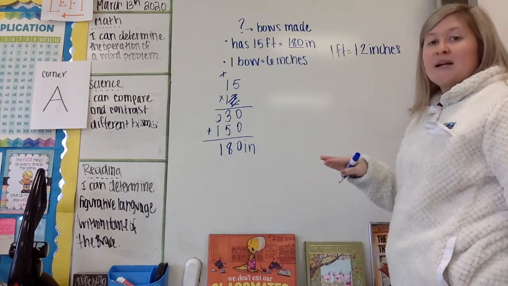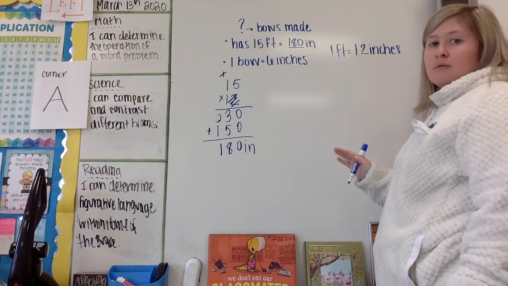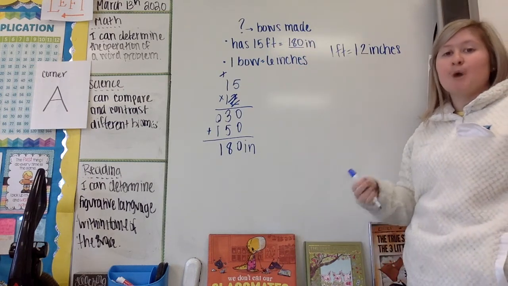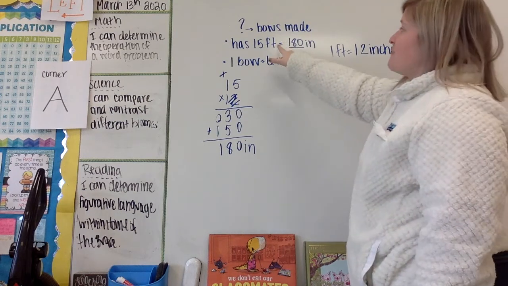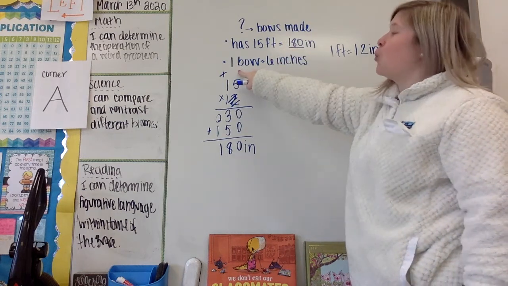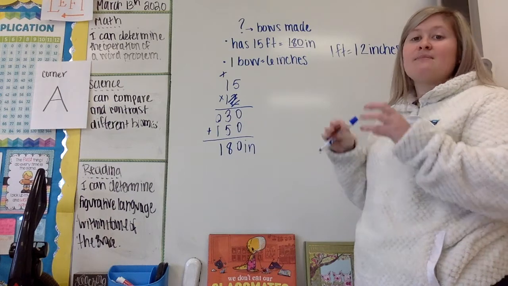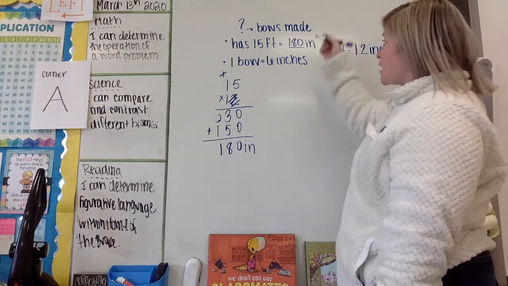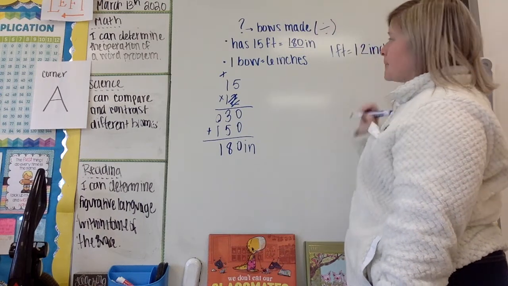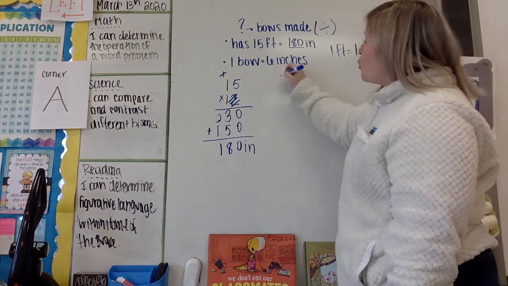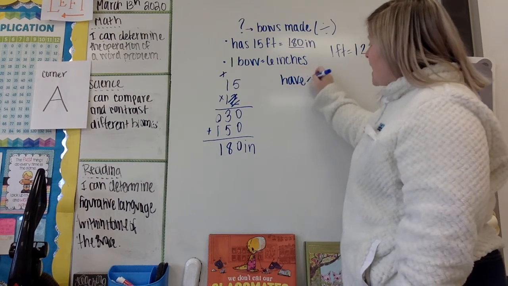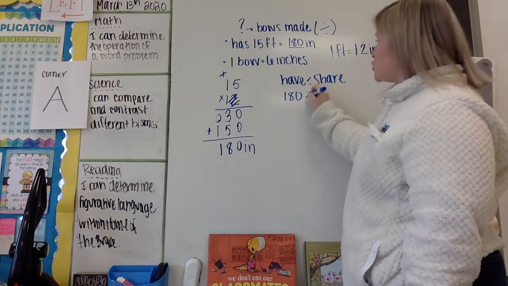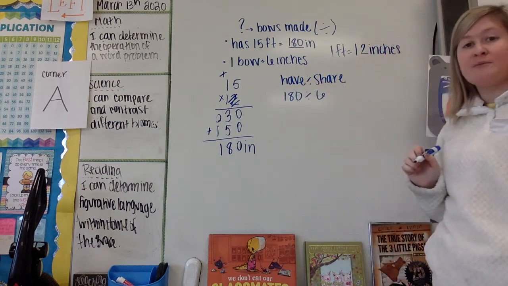So I'm not done. But now I have the same measurement. I have inches and inches. So now I can figure out how many bows she wants to make. Well, if it gave us the total and that one bow equals 6 inches, I need to make groups of 6 inches for each bow. And if we're making groups of something, we are dividing. Okay. So when I think about what is it that I have and how I want to share that, I have 180 inches, and I want to share it into groups of 6.